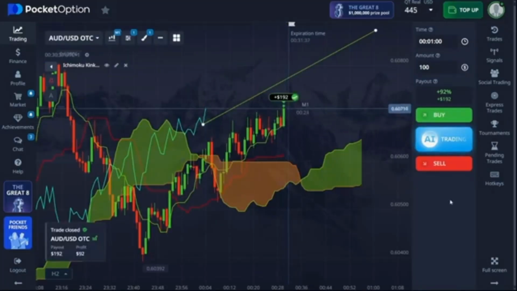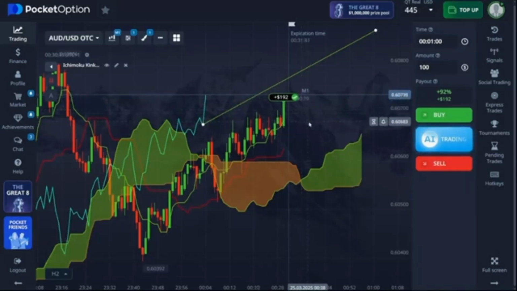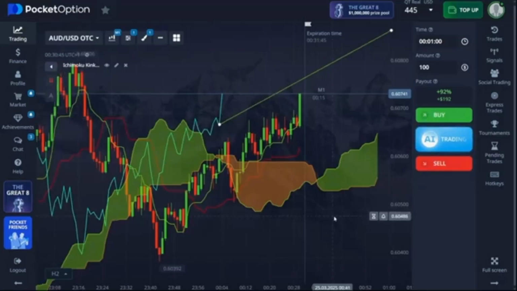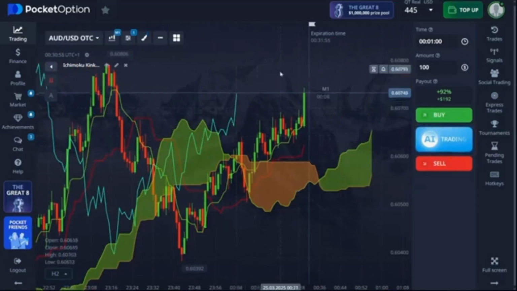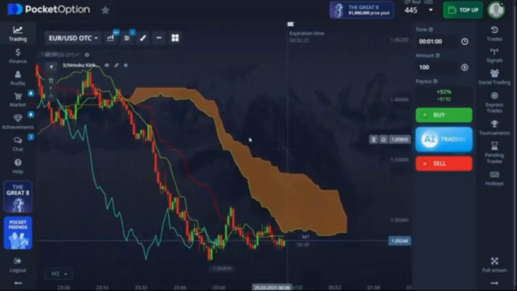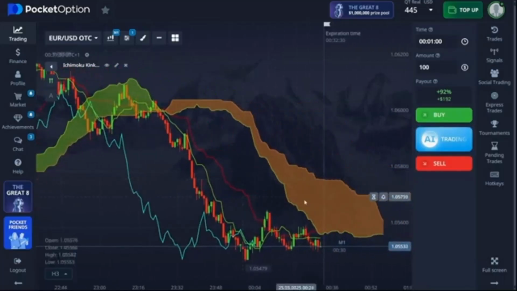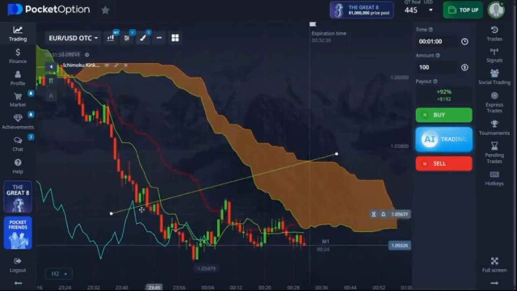Third trade, another win. Balance is now up to $445. The price continued rising exactly as expected, following the earlier strategy. Let's look at the final setup for today, EUR/USD OTC. We can see that the trend has shifted from bullish to bearish.